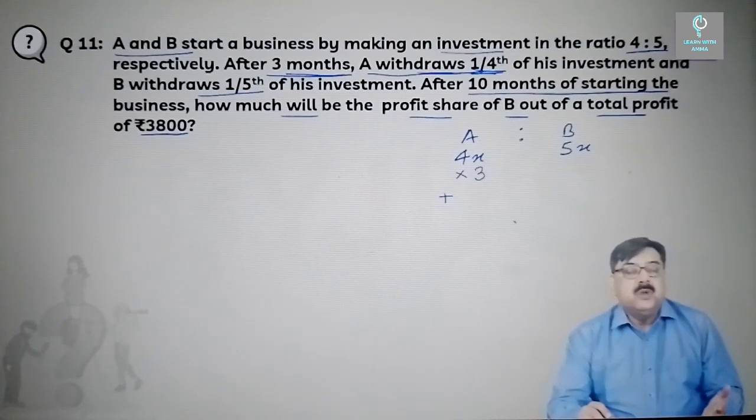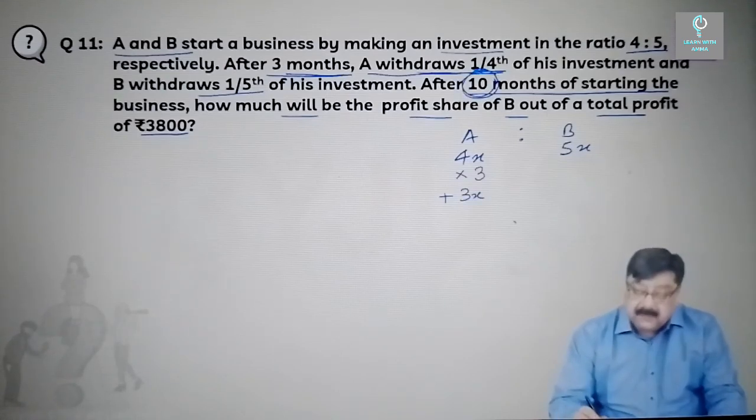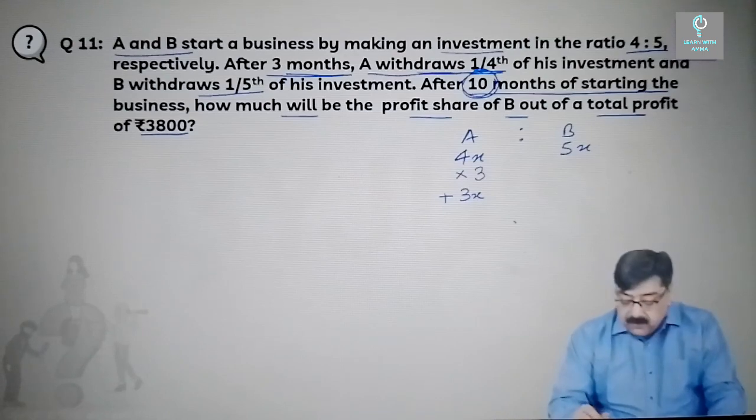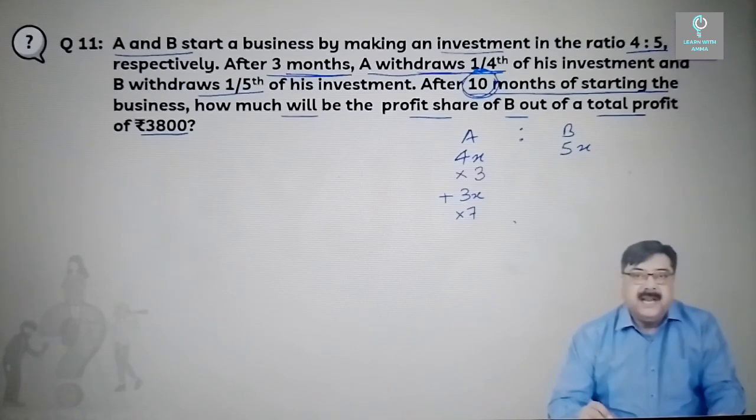How much is 1/4 of 4x? That is x. So x is withdrawn out of 4x. How much remains? It is 3x which remains. How many months are these in total? 10. For the first 3 months, 4x money was invested. Now, for the next 7 months, 3x will be the money which will remain invested for A.